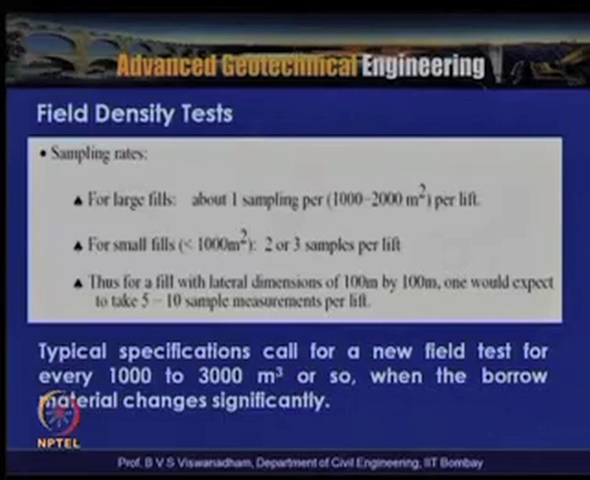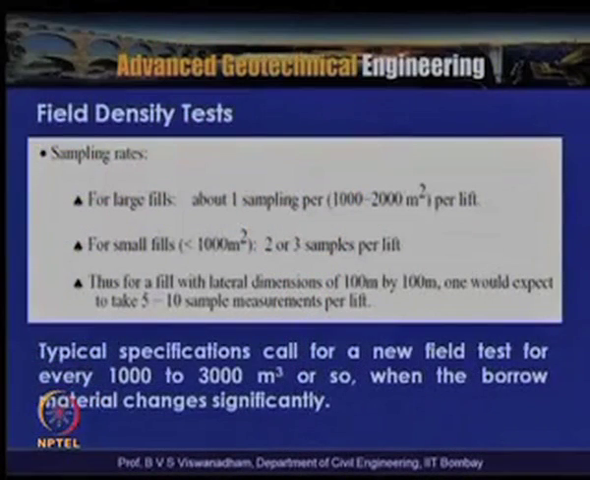So, having discussed the type of equipment for ensuring field compaction and some specifications to ensure proper compaction, we need to discuss field density testing methods. First of all, the question is how many tests have to be carried out. For large fields, about one sampling per 1000 to 2000 square meter area per lift. Per lift means per compacted layer. And for small fields having less than 1000 square meters, 2 to 3 samples per lift.